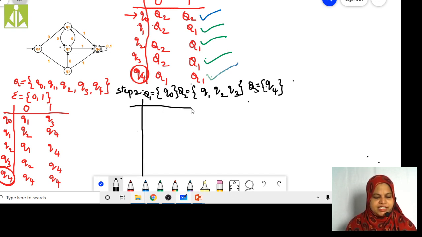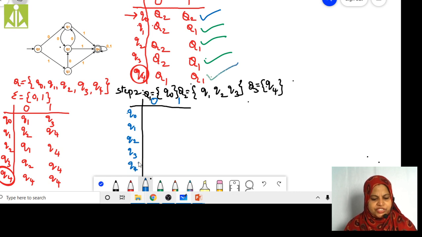Now again I have to write the transition table, with columns 0 and 1. What are the states here? Q0, Q1, Q2, Q3, Q4. Which one is the final state? Q4 is the final state. Which one is the initial state? Q0 is the initial state. While we draw the transition table in step 2, step 3, step 4, we have to take the initial transition table only.